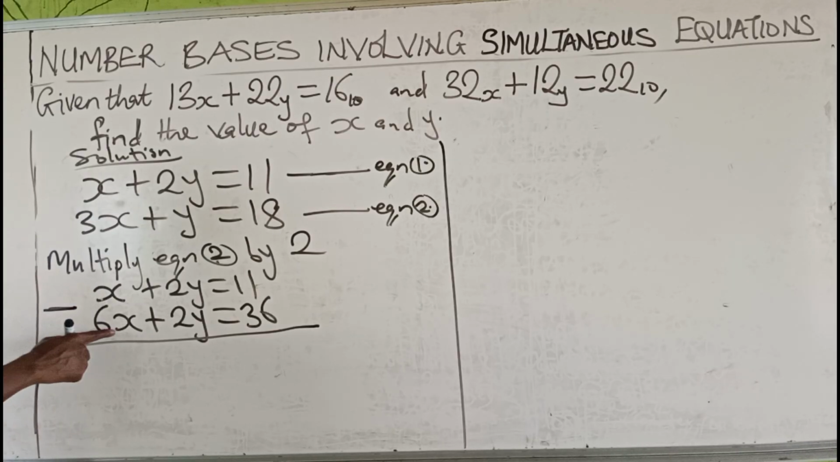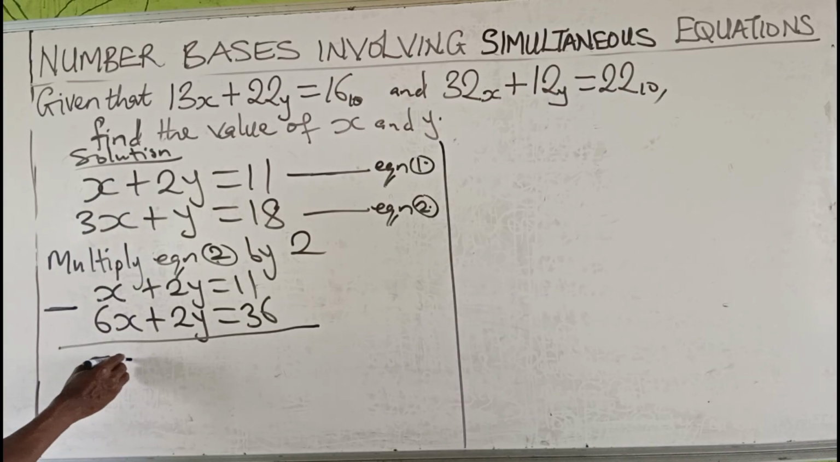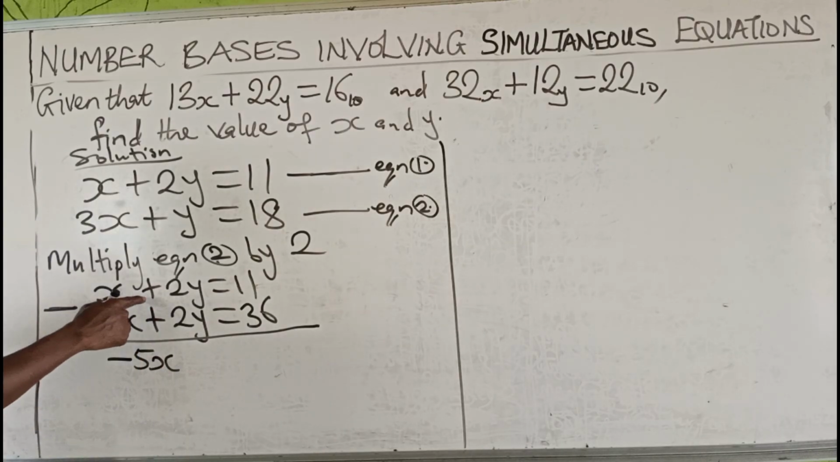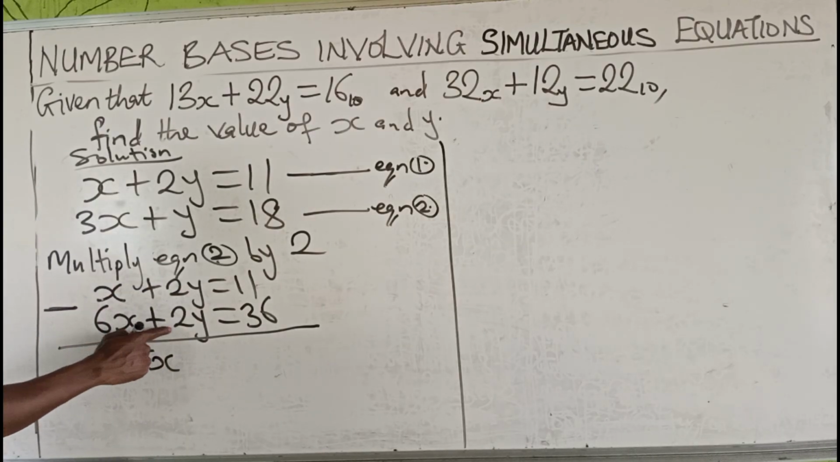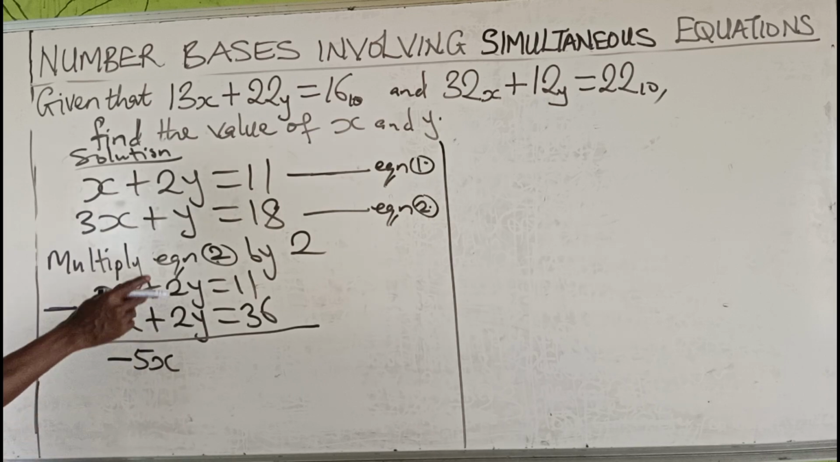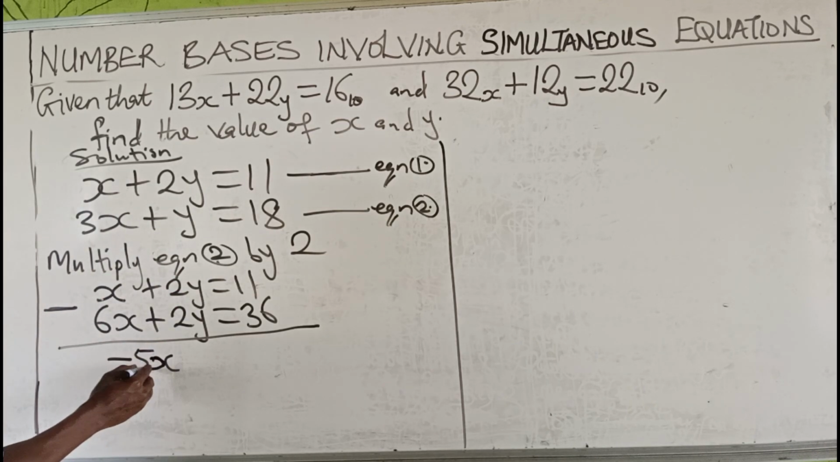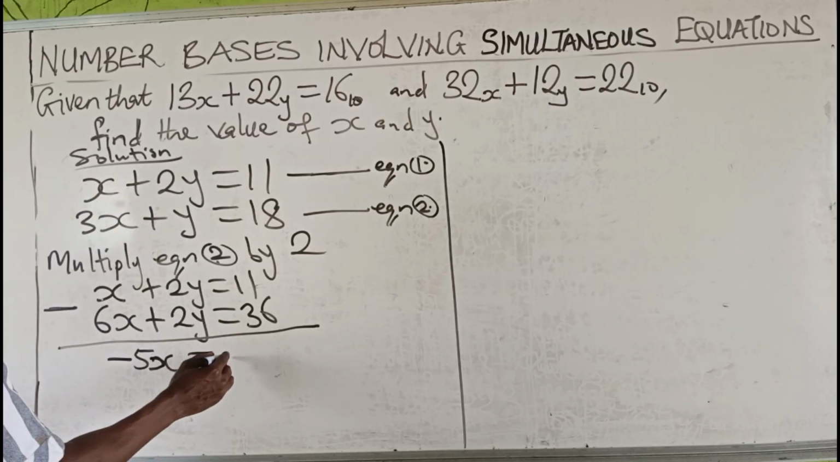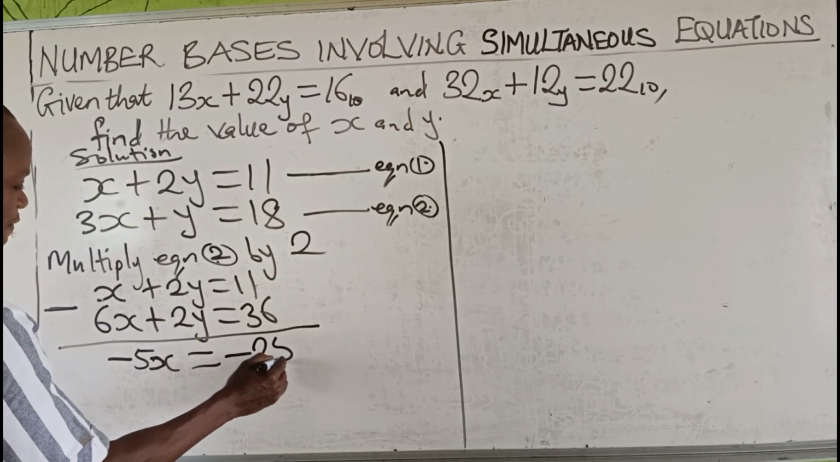x minus 6x will give us minus 5x. Then over here, plus 2y minus plus 2y. Now, minus times plus will give us minus. That means plus 2y minus 2y, which is equal to 0. That means we have succeeded in eliminating y. Then 11 minus 36 will give us minus 25.